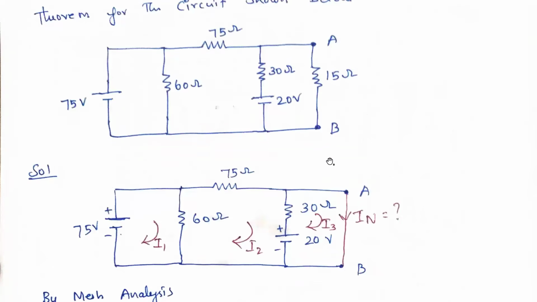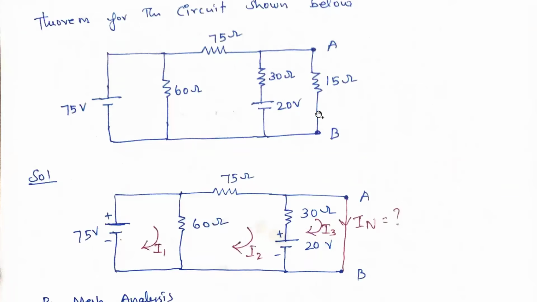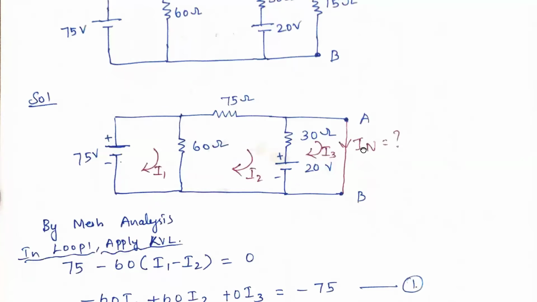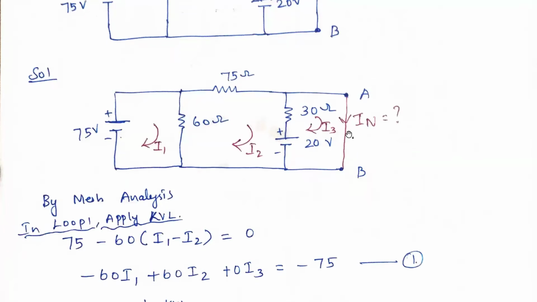So what is the first step in Norton's theorem? First we remove the load resistance, that is 15 ohms. After that, we need to find the short circuit current over here. Short circuit current is nothing but the Norton's current. The best way to find the short circuit current across this point is by using mesh analysis, that means by using Kirchhoff's voltage law or loop analysis.